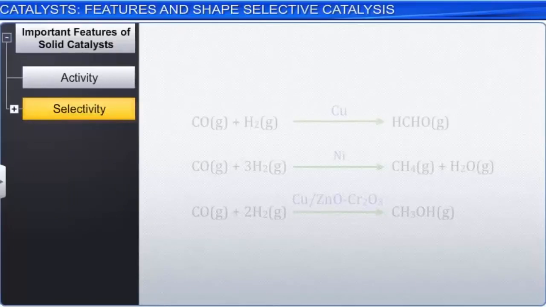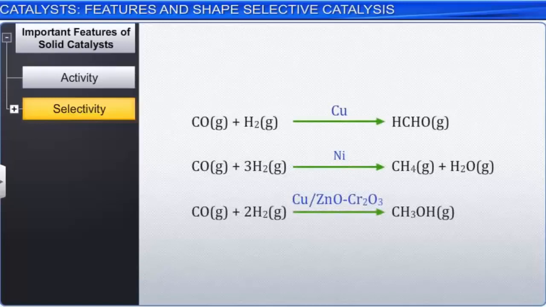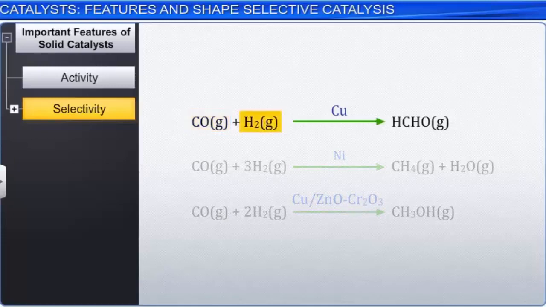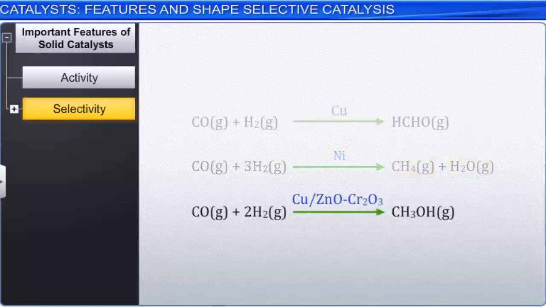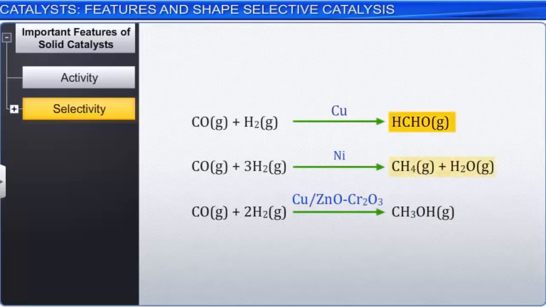Let's now look at the selectivity feature of a solid catalyst. Consider these chemical reactions of carbon monoxide and hydrogen in the presence of different catalysts. In the first reaction, carbon monoxide reacts with hydrogen in the presence of copper as the catalyst to form formaldehyde. In the second reaction, carbon monoxide reacts with hydrogen in the presence of nickel as the catalyst and forms methane and water vapor. In the third reaction, carbon monoxide reacts with hydrogen in the presence of copper and zinc oxide with chromium oxide as the catalyst to form methyl alcohol.